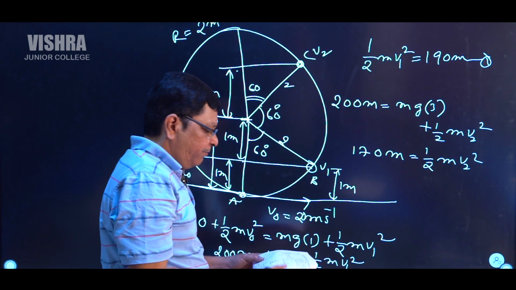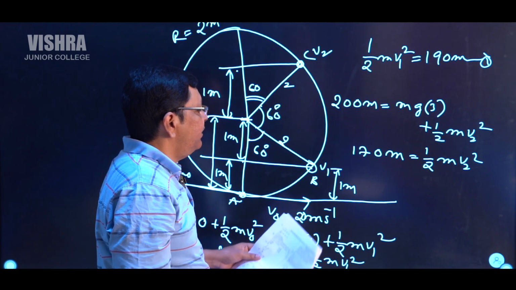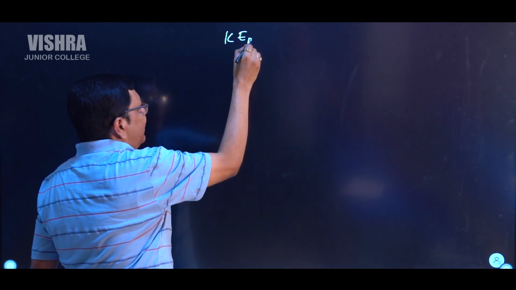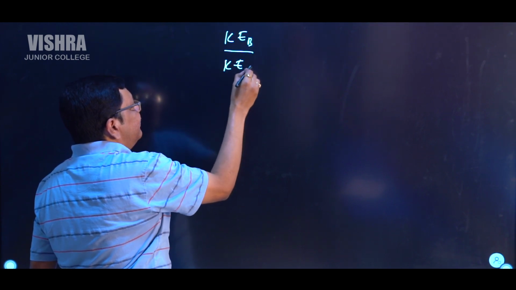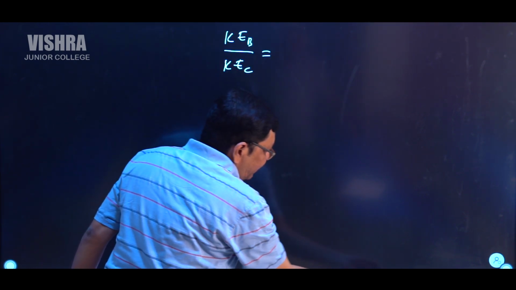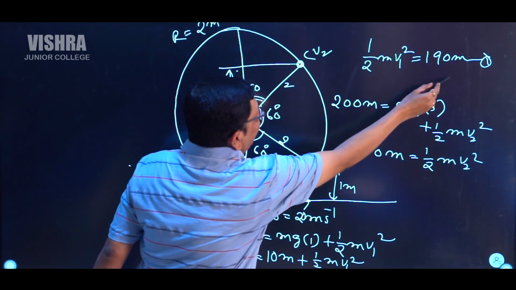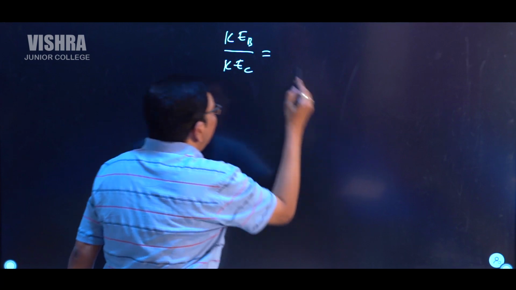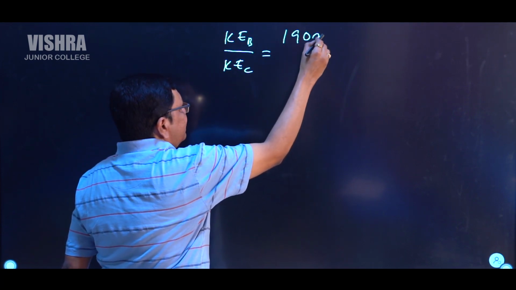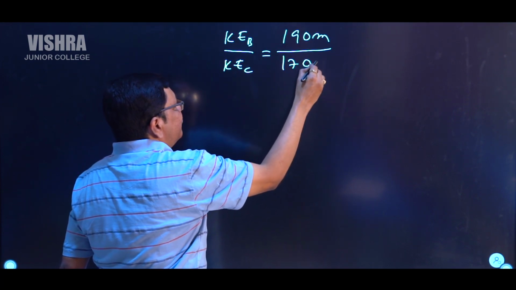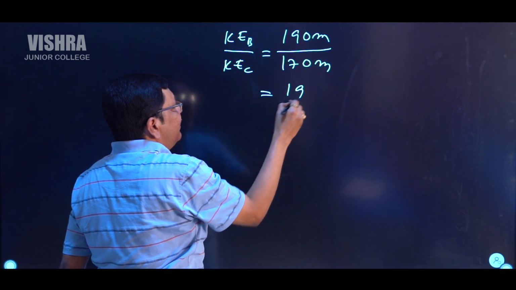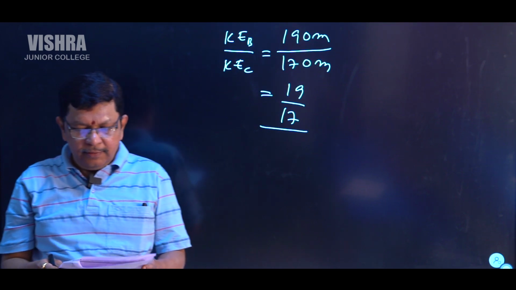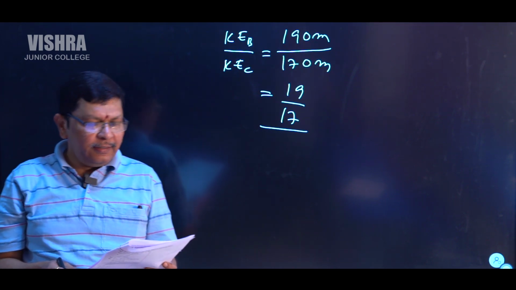And the question is, find the ratio of kinetic energy at B and kinetic energy at C. Kinetic energy at B, as we calculated, is 190m and at C is 170m. So 190m over 170m, that is 19 over 17. This will be the answer. Let us go to the next question.